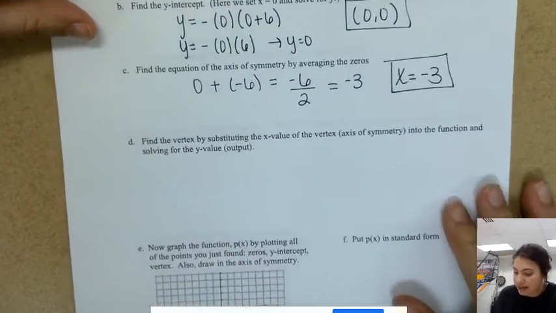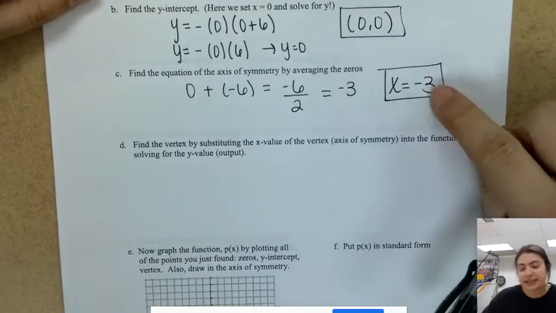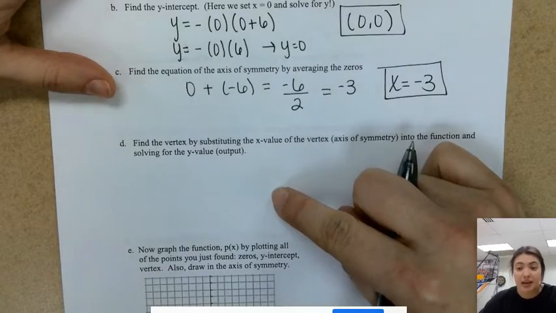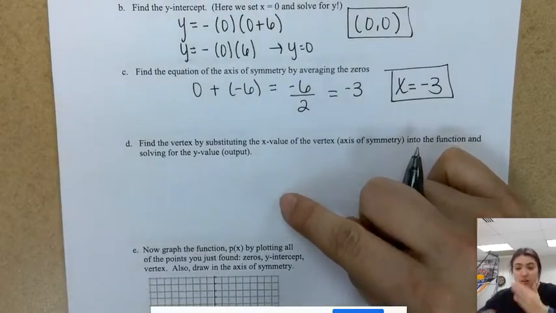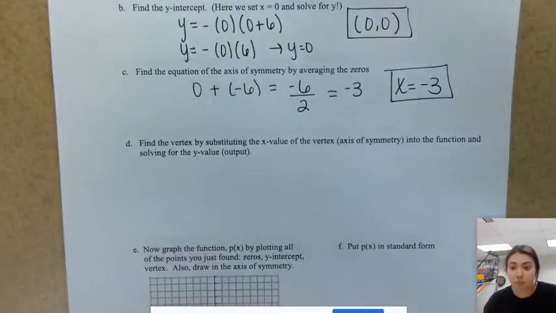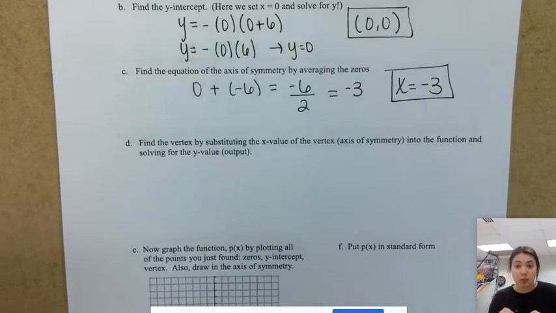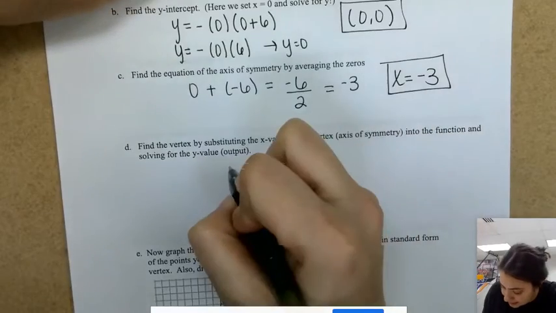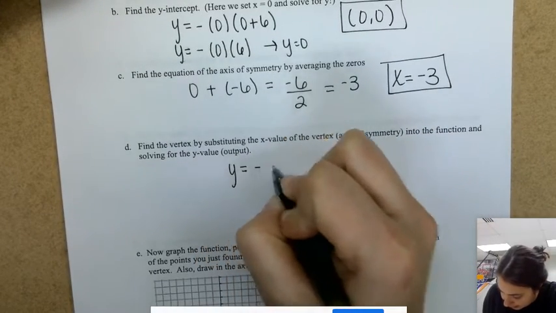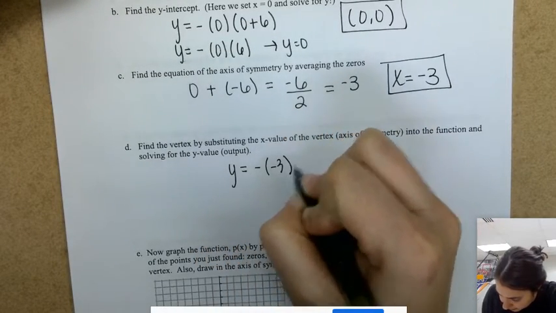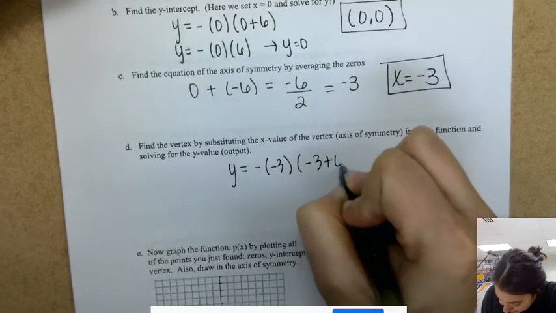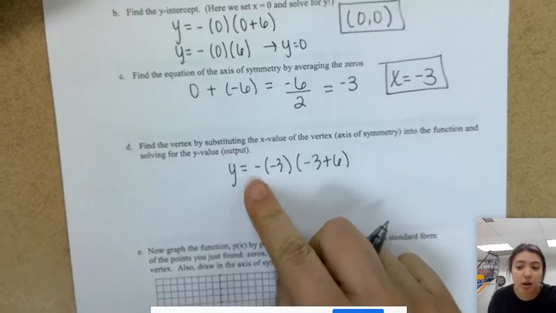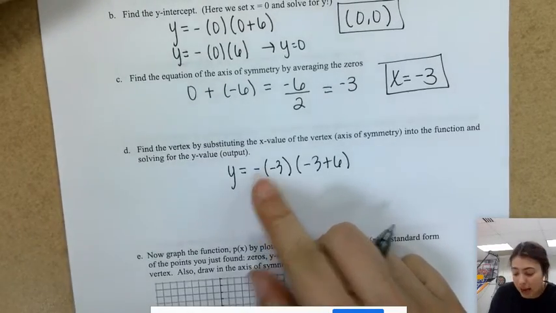So now for part D, in order for us to find the vertex, we're going to take that axis of symmetry. We're going to plug it in for x because your vertex is crossing through that middle point of the parabola. Your vertex is either the very lowest point or the very highest point of your parabola. So we can go ahead and say that y is equal to negative times -3 times -3 plus 6. Remember that -1 does just stay out in front until we need to multiply it at the very end.